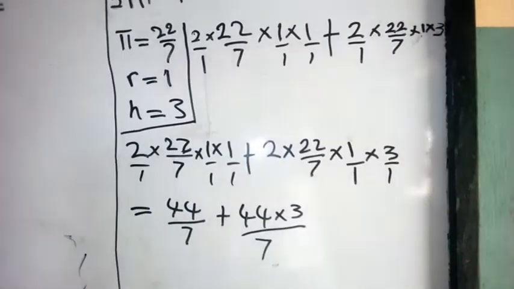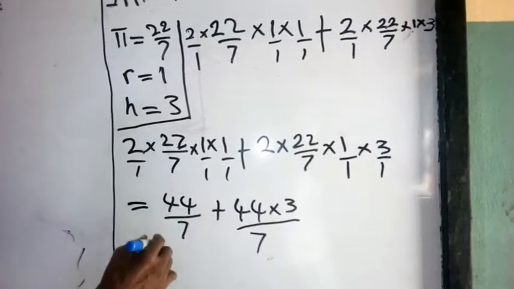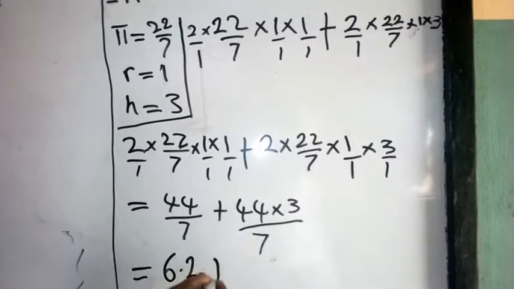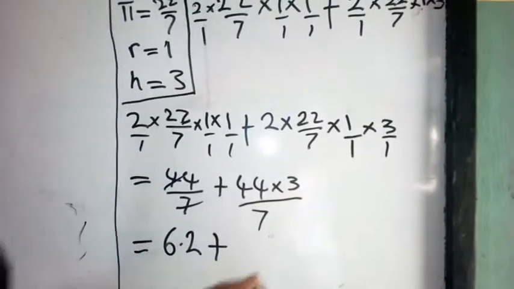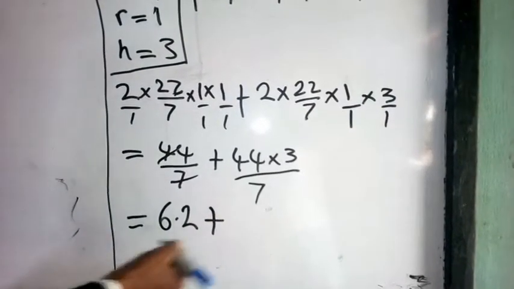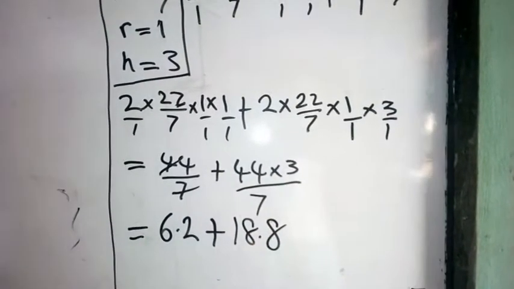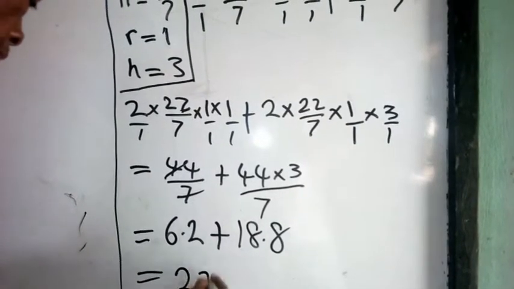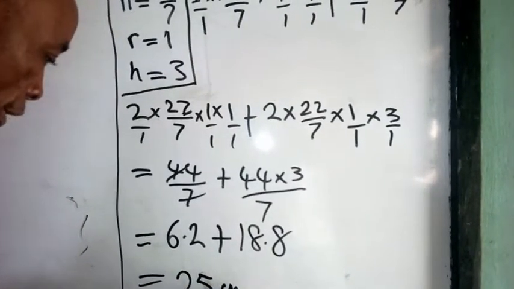If you take your time and do it well, you will arrive at the answer, which I'm not going to spoon feed you further, but I know if you do it very well, you will have 6.2 here, approximately. When you divide this by that, you have 6.2 plus. If you also multiply it out and do it very well in your calculation, which I don't want to spend time here with you, you go and do that and check what you have. This one, if you do it well, you have 18.8 approximately. So when you add both of them together, you will eventually have 25. Sorry, my hand is used to 22/7. So this is 25 cm as the answer.